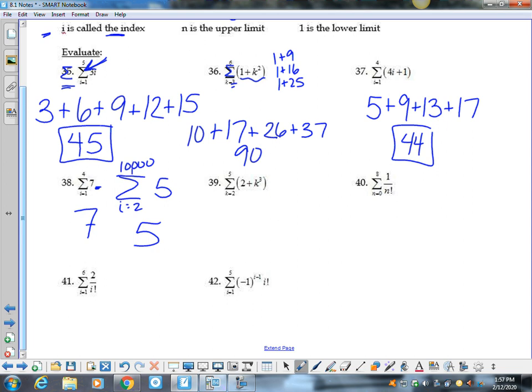Okay, so for number 39, I'm going to take a 2 and plug it in here, and I'm going to go all the way up to 5. So if I take a 2 and plug it in there, that'd be 2 cubed, which is 8, plus 2 is 10. Take a 3 and plug it in. That's going to be 27, plus 2 is 29. Take a 4 and plug it in. 4 cubed is 64, plus 2 is 66. And then 5 cubed is 125, plus 2 is 127. Add all that up, it's 232.